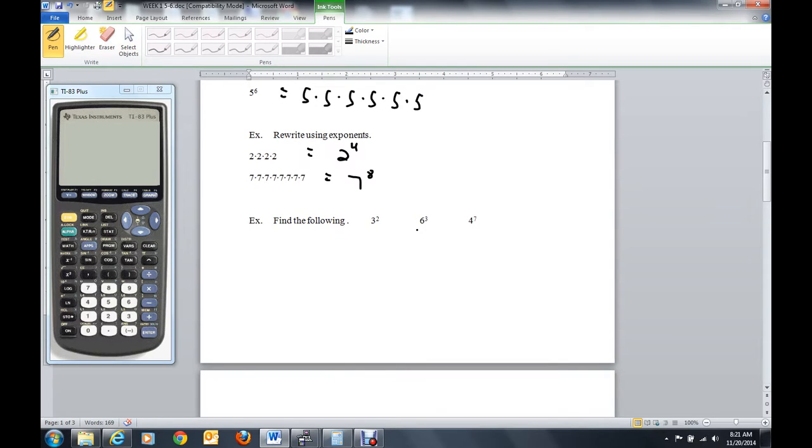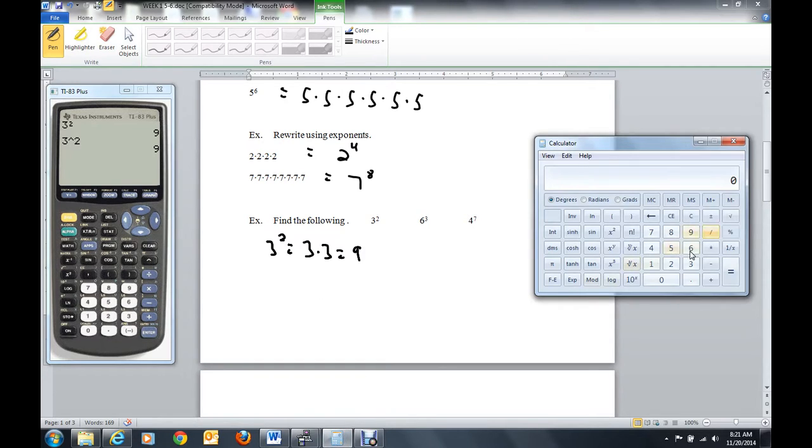Now we're actually going to find some values, some answers. So 3 squared. That's the same as 3 times 3, which is 9. But I'm going to show you with the graphing calculator and some other calculators, or a scientific calculator. So just type in 3. You can use this x squared key as your exponent, or you can type in 3 and then this caret key. If your scientific has the caret key, that's an exponent key. So you also get 9.